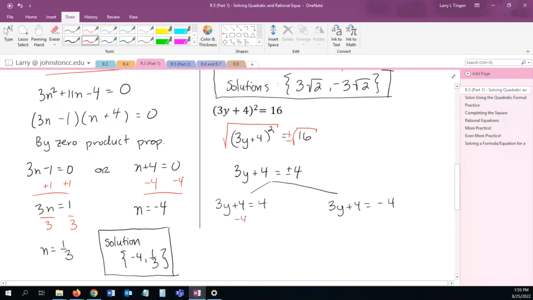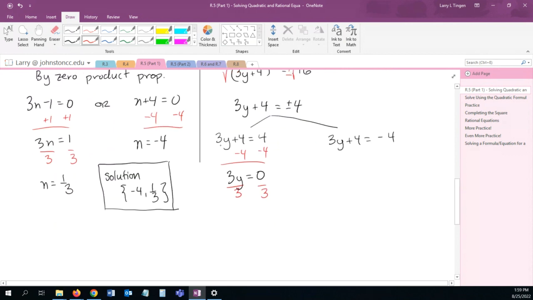All right. So get y by itself. Subtract 4 from both sides. And then get y completely by itself. 3y is currently equal to 0. I need the 3 to go away, and what I do is divide by 3. 0 divided by 3 is 0. Okay, and my other solution.